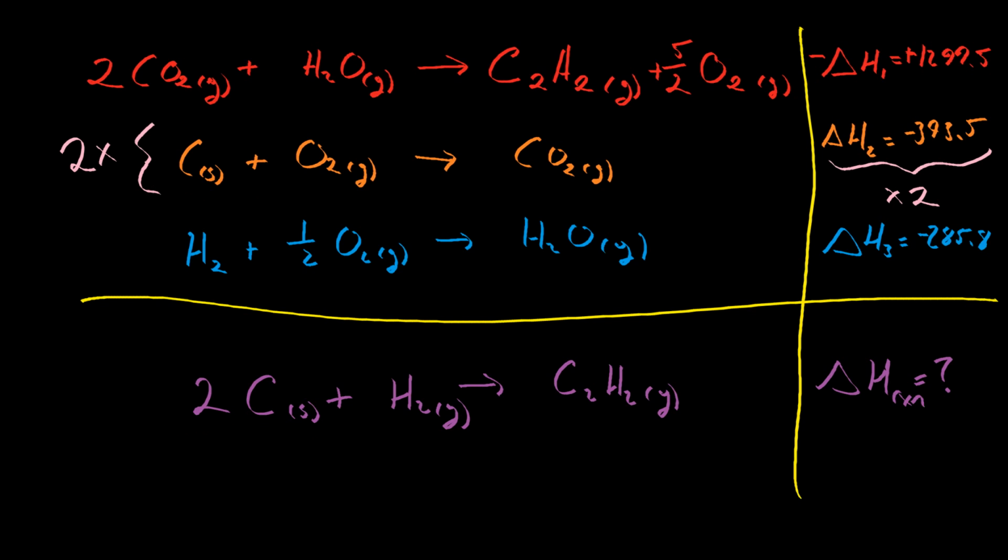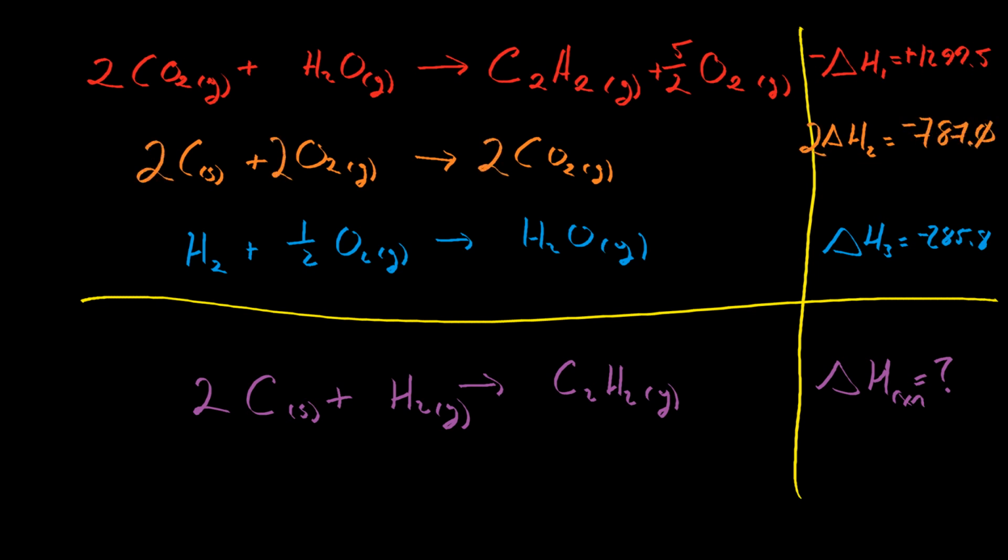You do the reaction twice, then you're going to get twice the enthalpy change. So we multiply by 2, and the result is going to be that reaction 2 is changed to 2 carbon plus 2 oxygen yields 2 carbon dioxide with an enthalpy change of negative 787 kilojoules per mole.